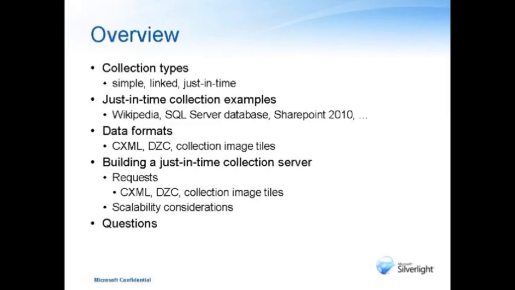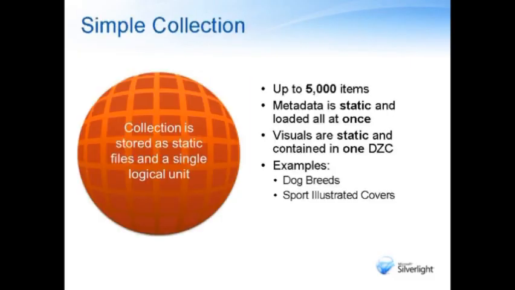So first, collection types. The basic, simple collection are the things that Andrew talked about that p-author will output. You take some data in, whether it's an Excel file or CSV, and it will generate a CXML file, a DZC file, the DZC image pyramids, and then some DZI tiles under that as well. In general, we recommend that you stick to about 5,000 items, but you could go higher and your mileage may vary. That's what you want to try.